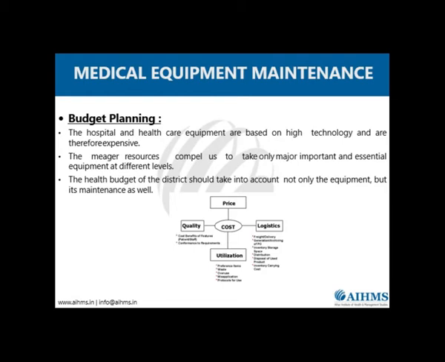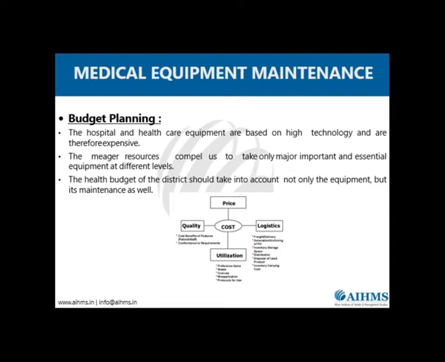The budget planning, basically the budget or the cost of any machine, will be based on four things. Number one is the price of the machine, the logistics, as well as utilization of the machine, and the quality of the machine. In this slide you can see the various factors which are affecting the logistics. You can also see the various factors which affect the utilization and the quality. So all these things have to be taken into account, not only for the equipment but for its maintenance as well as its sustainability in the longer run.